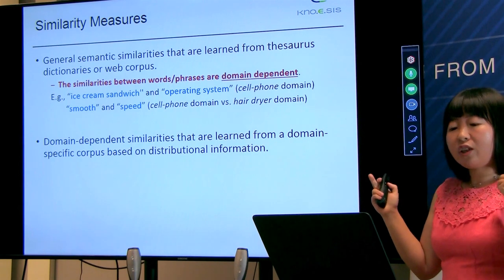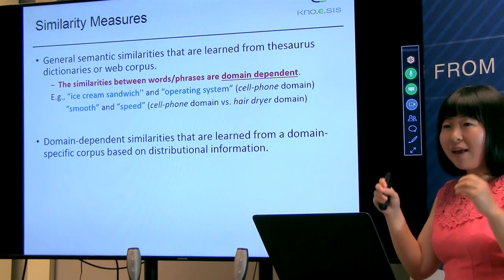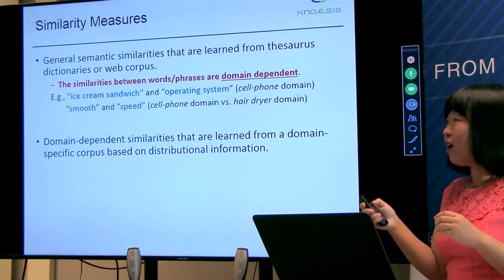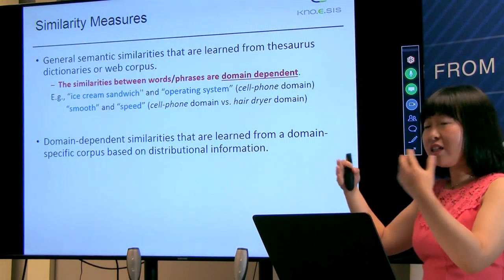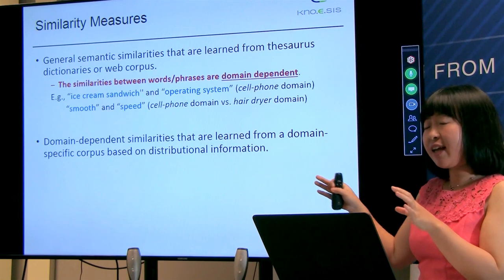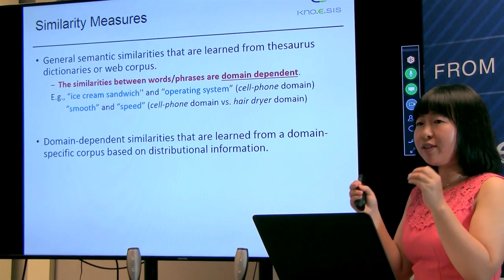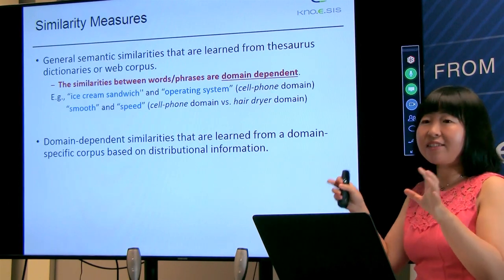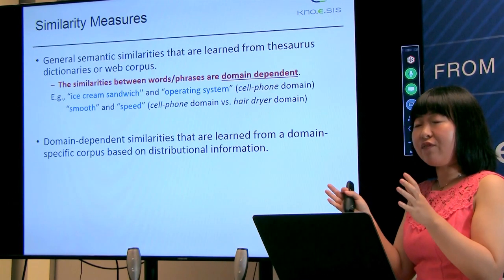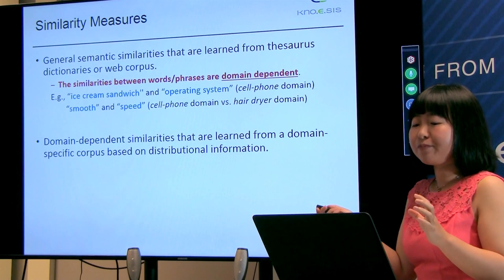So if we want to identify the domain-dependent similarity, we have to use some domain-specific corpus and identify the distribution information, like statistical association between two candidates, like how frequently they co-occur, whether their contexts are similar to each other. We use this kind of information to predict whether they are similar or not.